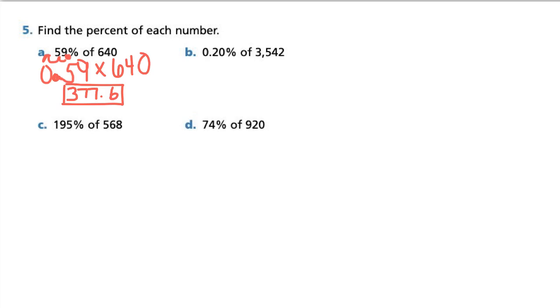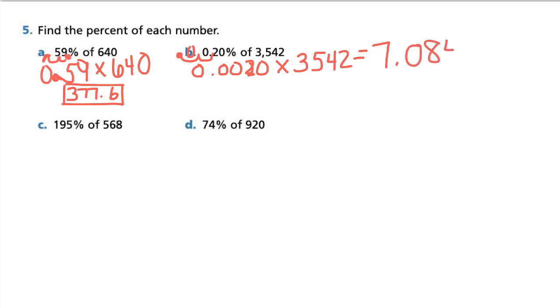All right, here's the answer to letter A. Letter B, I'm going to take this decimal, I'm going to pick it up and move it once, put a 0 twice, plop it down. My decimal is 0.0020. Of means to multiply, 3542, and your answer would have been 7.084. Star or fix.